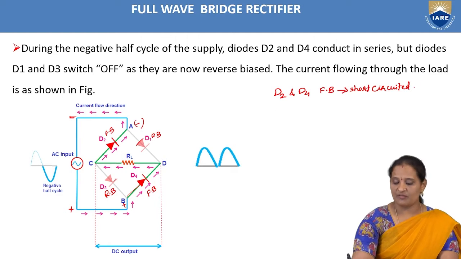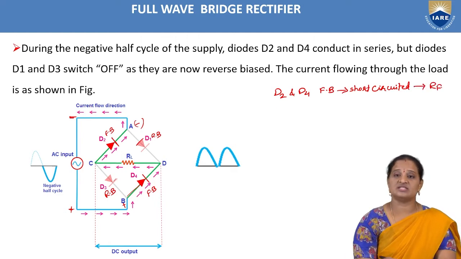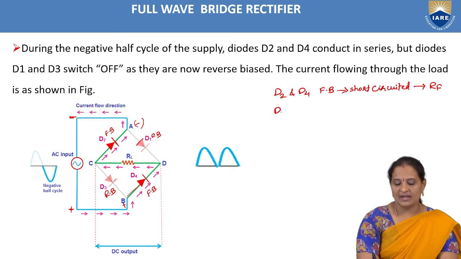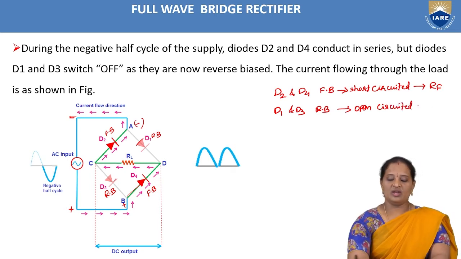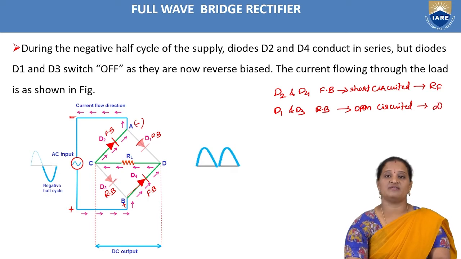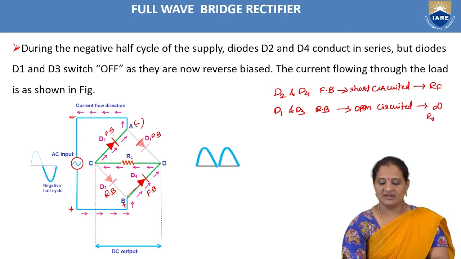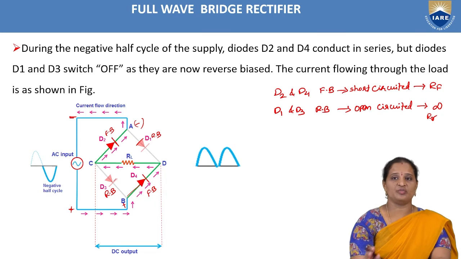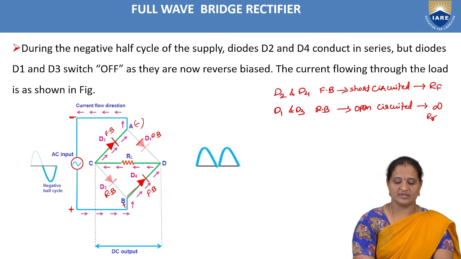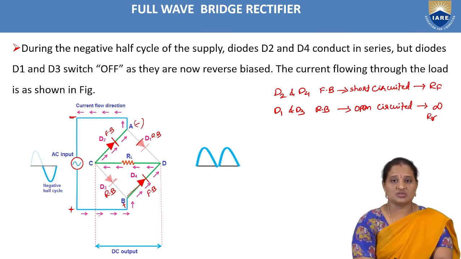And now this offers some internal forward resistance RF, very small, negligible forward resistance. And diode D1 and D3 are reverse biased, and hence these are open circuited. Okay, so here these offer infinite reverse resistance, and hence these are said to be open circuit. Now what happens? So as I told you, always the current starts from the positive terminal.